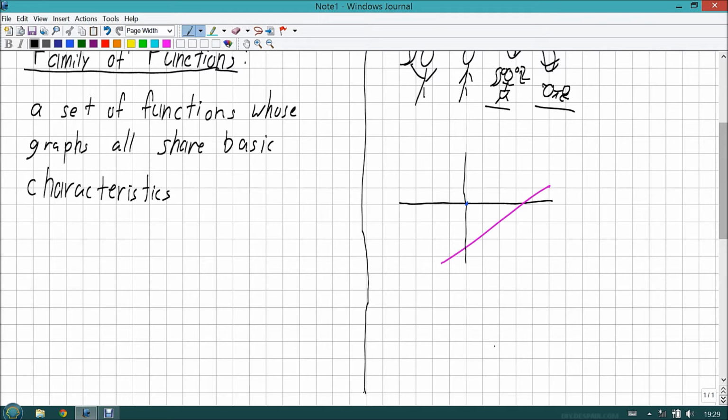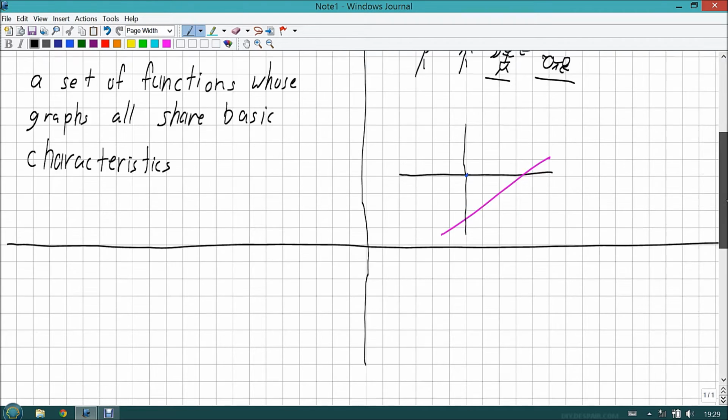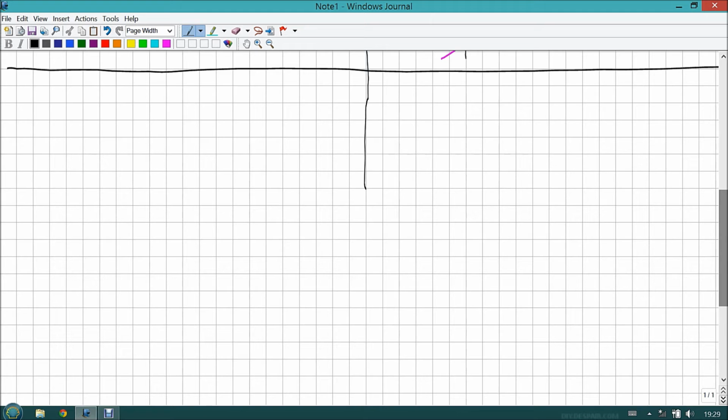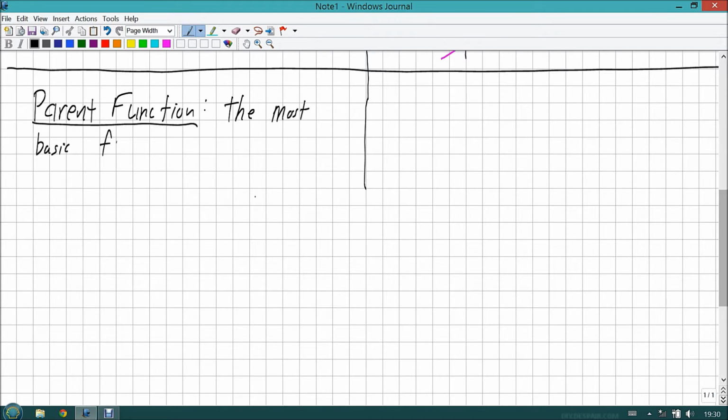Just as a family has a person who is the father or mother of the family, and from whom everybody derives all of their characteristics, so too do functions. Functions have a parent function. And the parent function is the most basic function in the family.